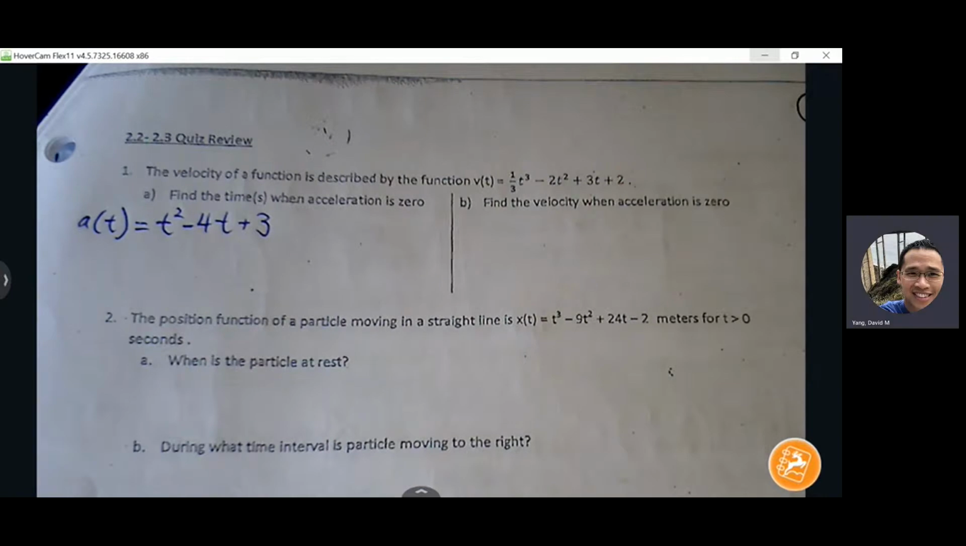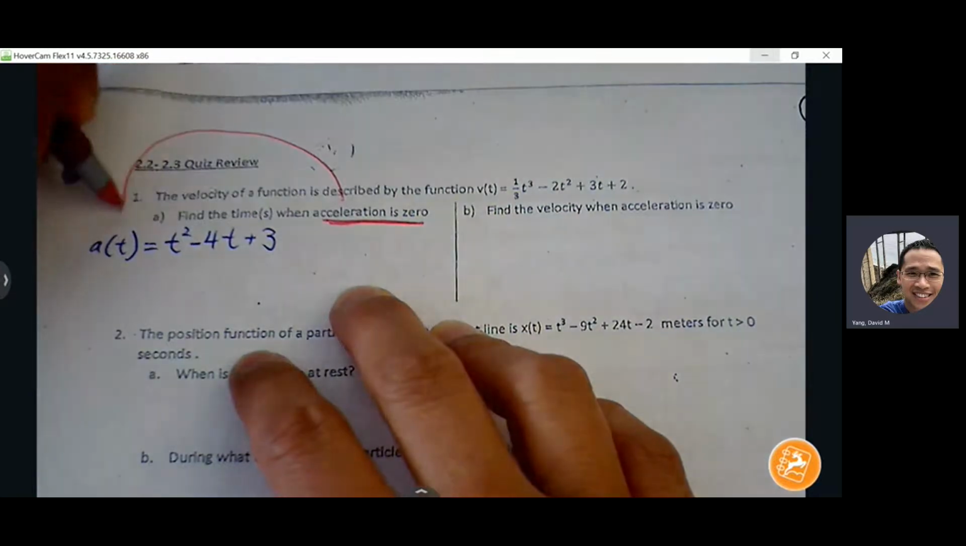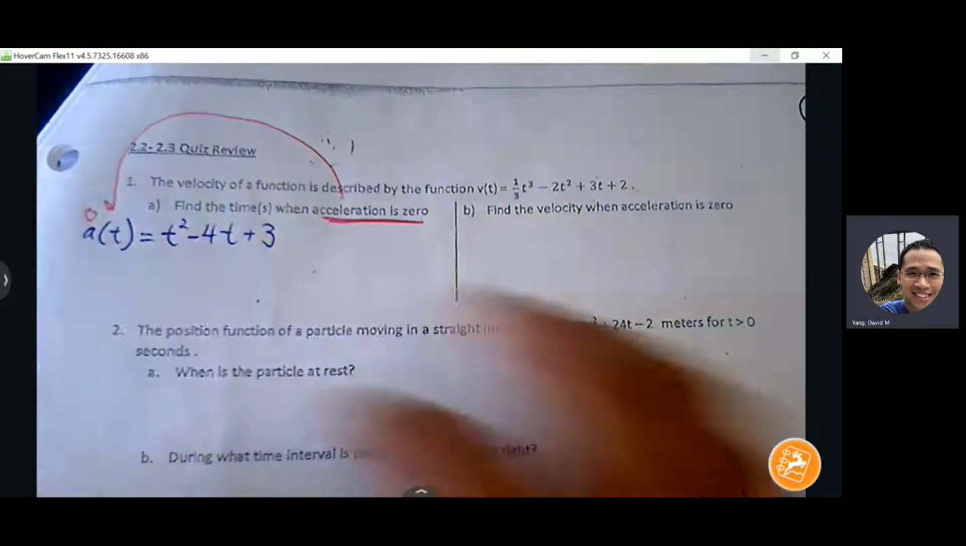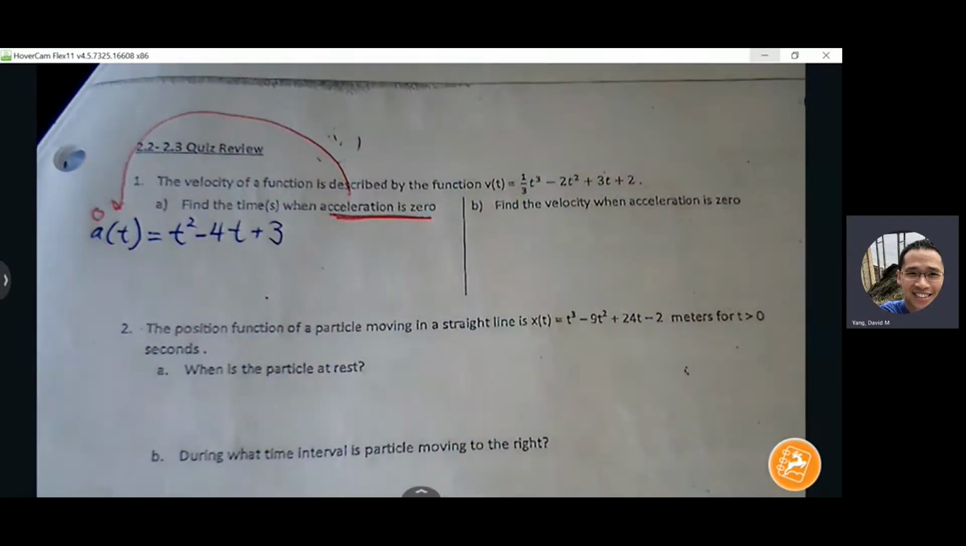All right, find the time when acceleration is zero. Okay, how would you move forward from here? Okay, where? Do I plug it in for t or do I plug it in for a of t? Here, it says acceleration is zero. So we want to make sure that we put the zero in the right place, right? We're looking for time and we're given acceleration.